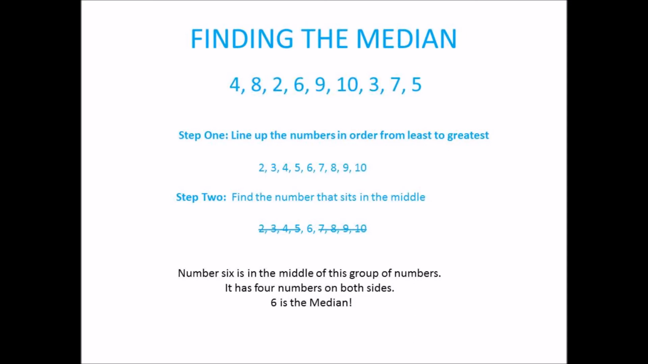First, we mark out the numbers 2 and 10. Then, we mark out the numbers 3 and 9. Next, we mark out the numbers 4 and 8. And finally, mark out numbers 5 and 7. The last number standing is the number 6. It is in the middle of this group of numbers. It has 4 numbers on both sides. 6 is the median.